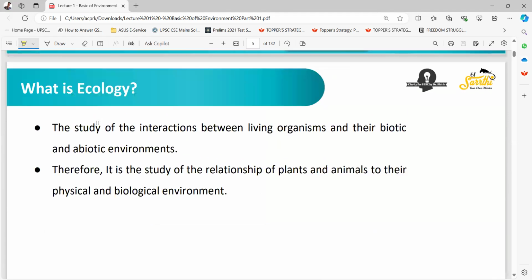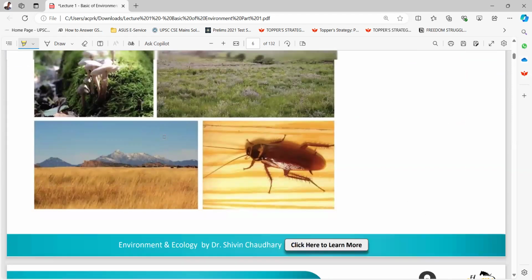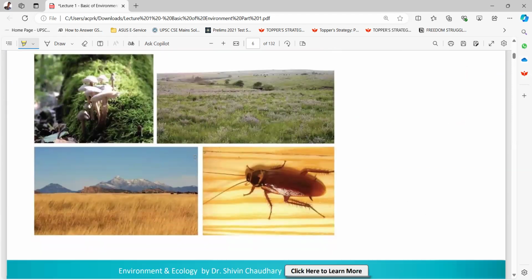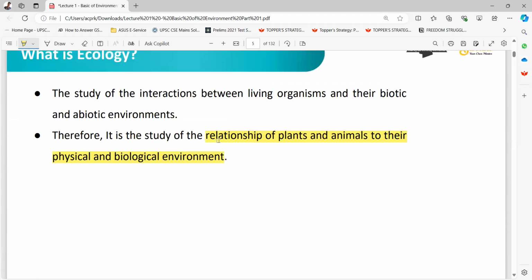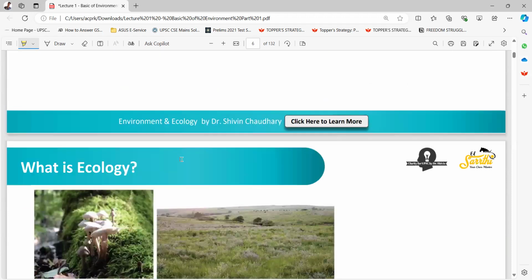Okay, what is ecology? The study of interactions between living organisms and their biotic and abiotic environments. Therefore, it is a study of the relationship of plants and animals to their physical and biological environment.